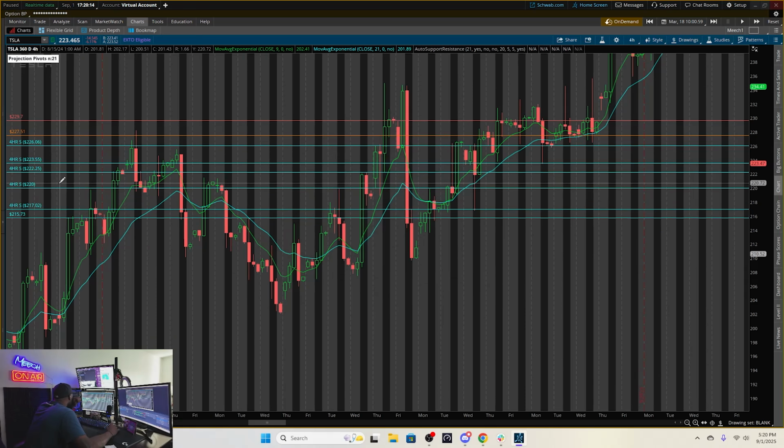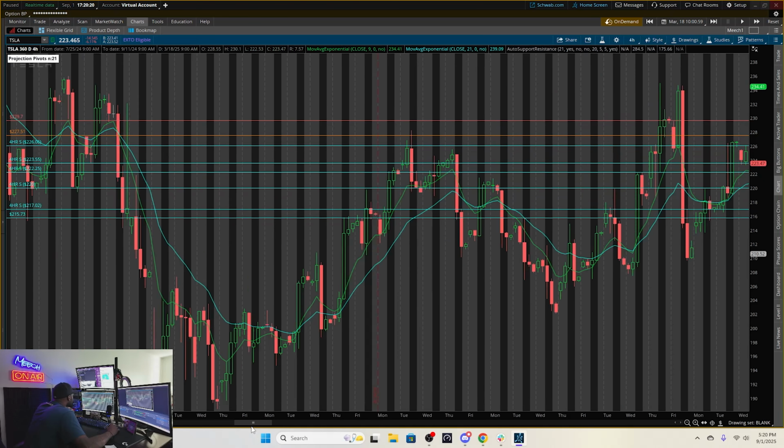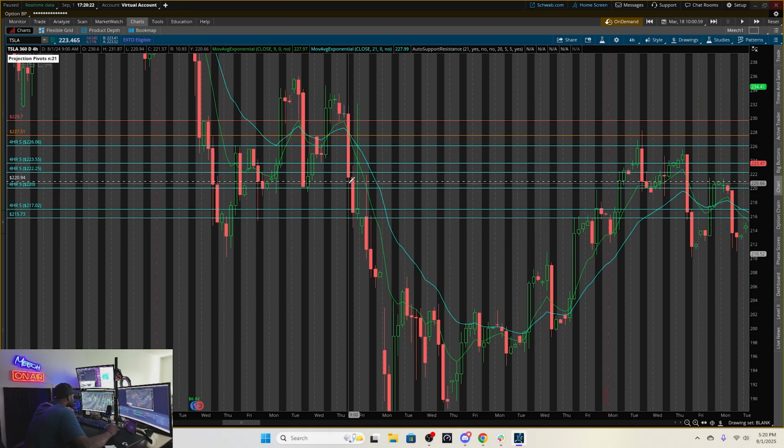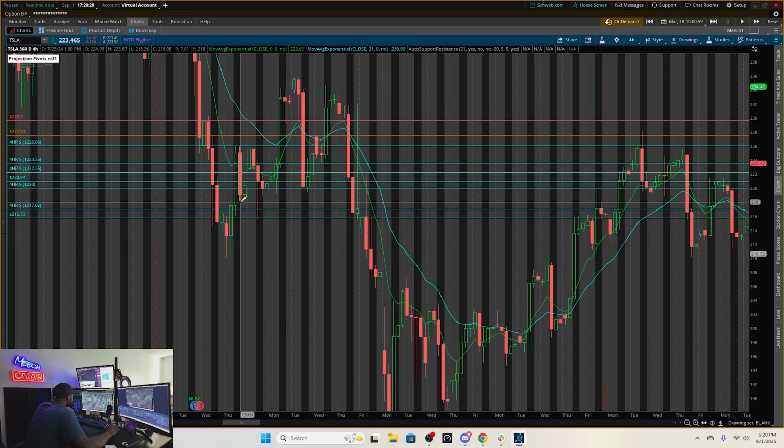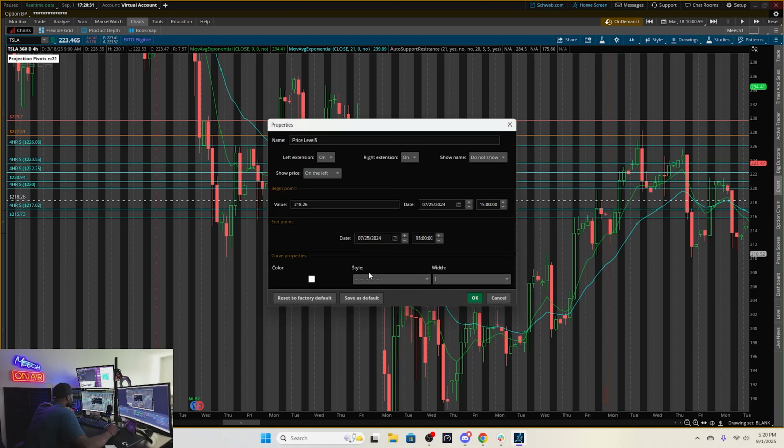Let's see. 222.25, 223.55, 220, 220. Let's see. I have another support right here, 220.94. All right. Another support right here. All these supports doesn't mean it's coming down. All these supports means you're just preparing for whatever can happen.